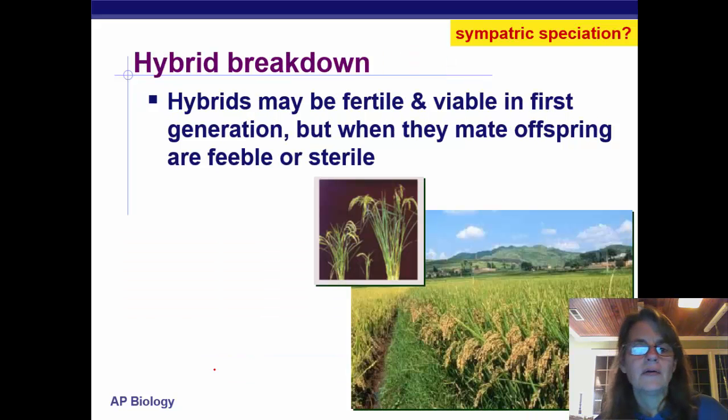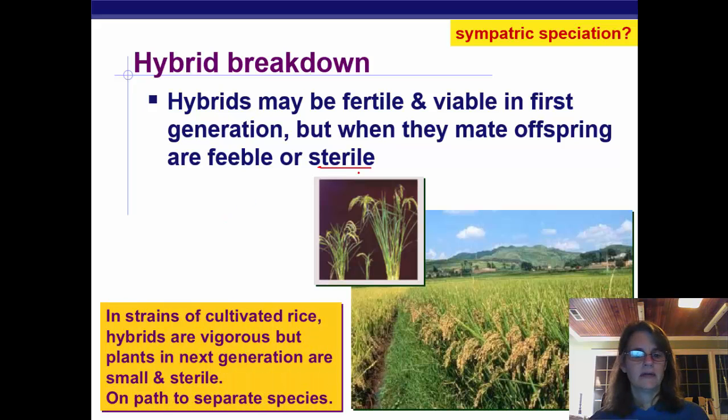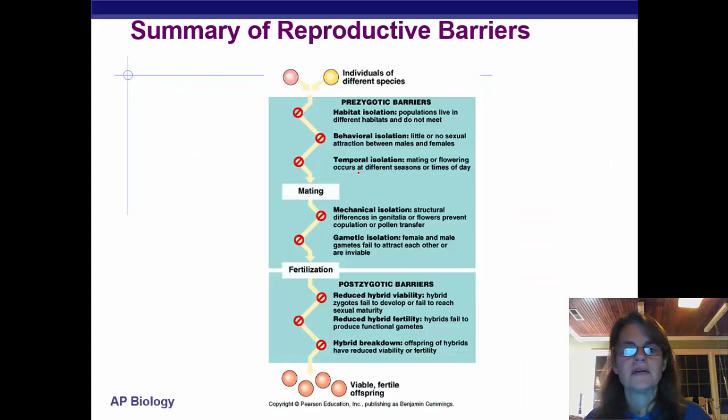Hybrid breakdown means we get fertile and viable first-generation offspring. They do great. They make babies. But their offspring don't do well, or they're sterile and they can't breed. Okay? So I think that's pretty much all you need to know about that.